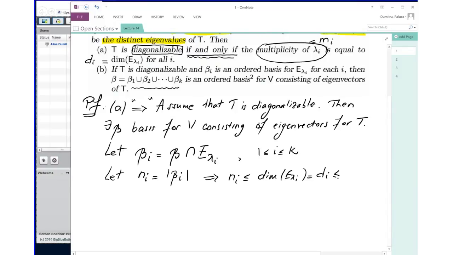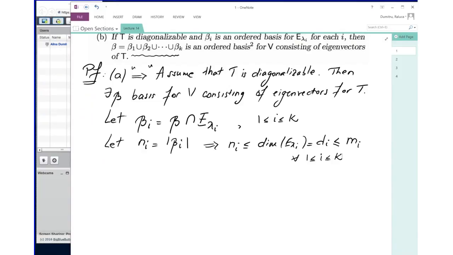And more than that, according to a theorem from last time, the dimension of an eigenspace will never exceed the algebraic multiplicity of that eigenvalue, and that's something that we called m_i. And that holds for every i between 1 and k. All right, but I'm going to look at some sums now. I want to sum all those numbers, n_1, n_2, up to n_k. What do I get?